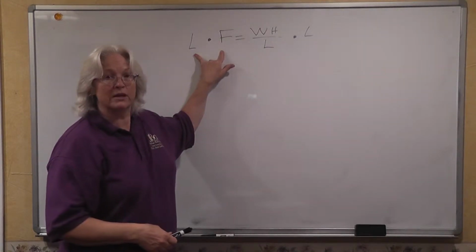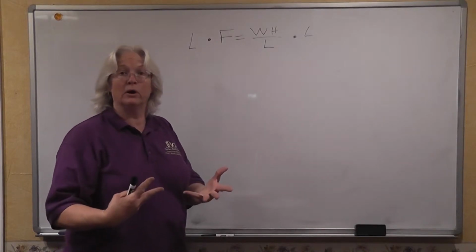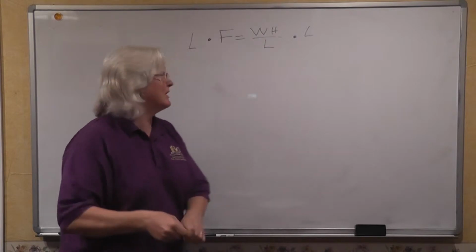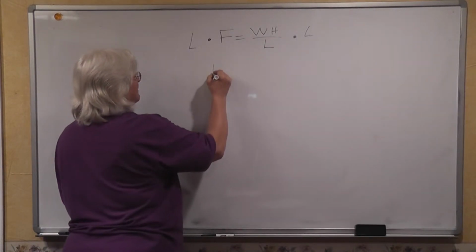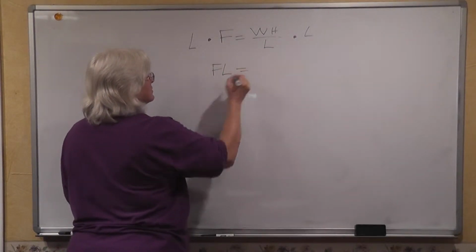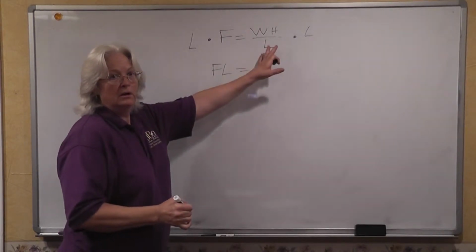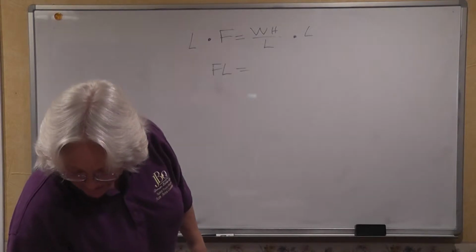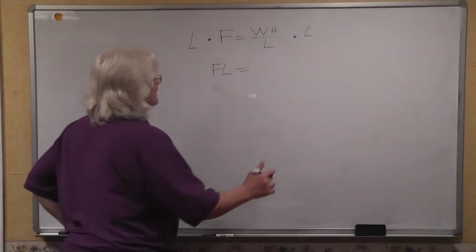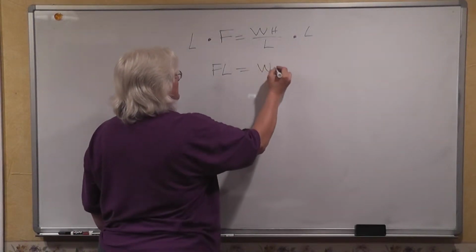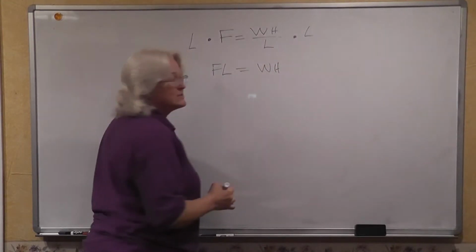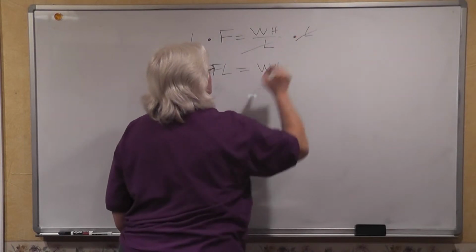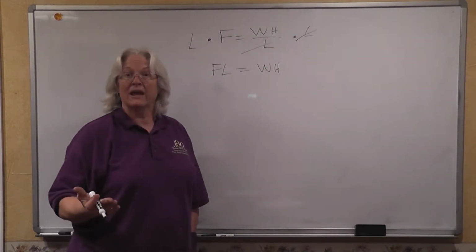No common factors here. I tend to put letters in alphabetical order, and that's the standard convention. So L times F is going to be FL is equal to, as I just said, I'm going to make it alphabetical, WH. Why is it only equal to WH? Because we have this common factor of L that we can cancel.